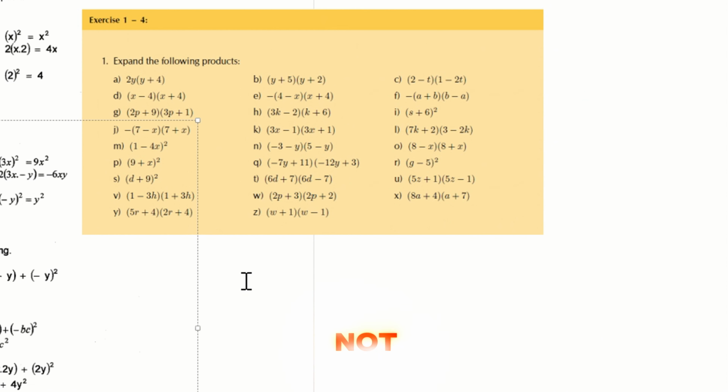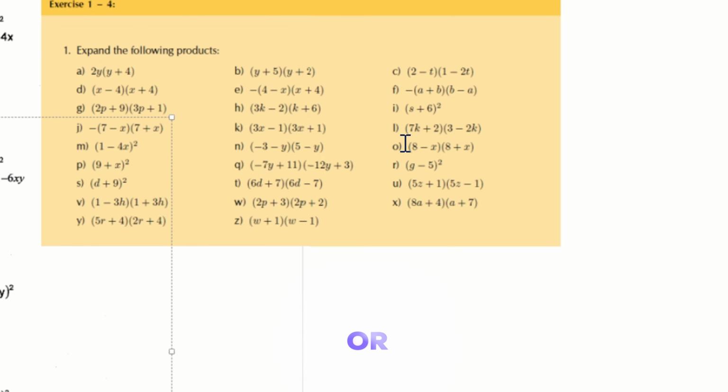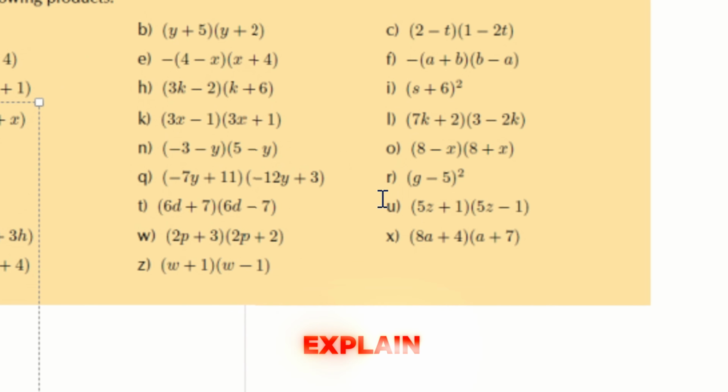The first column, not the first column, I'm going to do column number 3. So that means C, F, J, or is that I? And I'm going to try and explain accordingly.